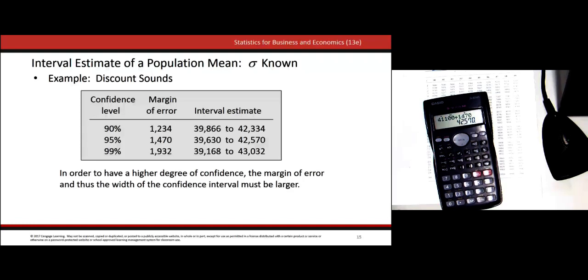So we can calculate 90%, 95%, 99% confidence intervals. Here you see the different, commonly used confidence levels and margins of error for this question. So if we had calculated 90%, the margin of error would be 1,234, and for the 99% confidence interval, it will be 1,932.